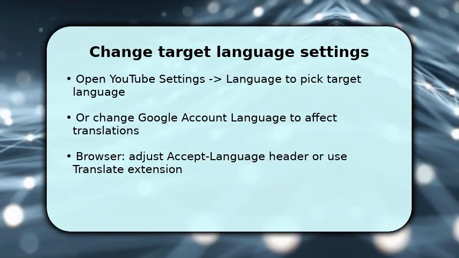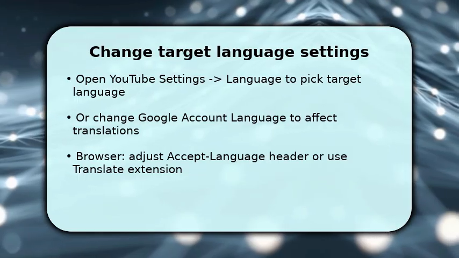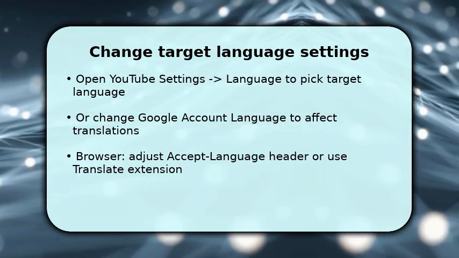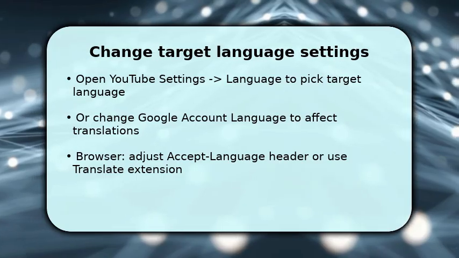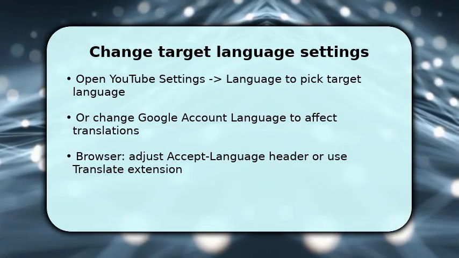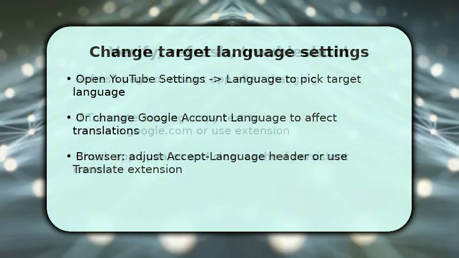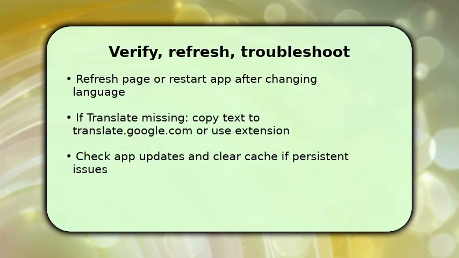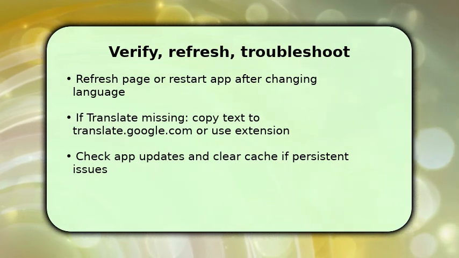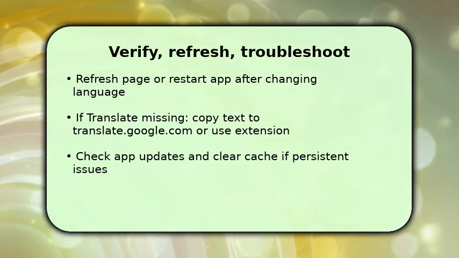If you use a browser, adjust Accept Language in Settings or install a Translate extension to force a specific target, because the browser language often controls result selection. After changing language settings, refresh the video page or restart the app so the new target language takes effect. Then retry Translate on the comment.